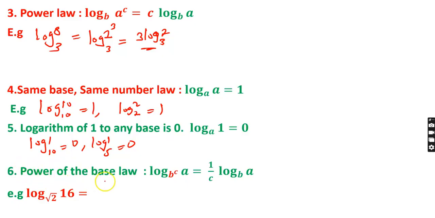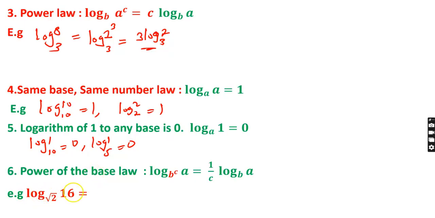Number 6 is the power of the base law. In this case, it is the base that is having the power. Look at this. We have log A base B raised to power C. That means the base is the one that is having the power. Look at it. That will give us 1 over C. The reciprocal of C is 1 over C. So 1 over C log A base B. Let me give you an example.